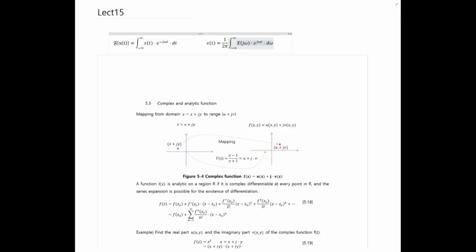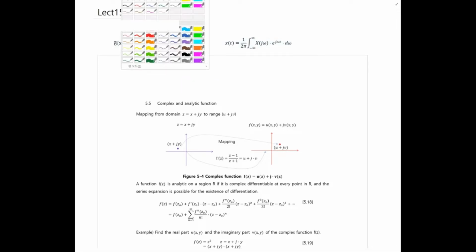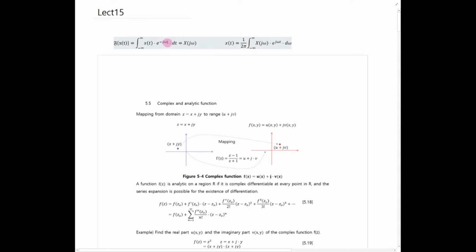From here we call this one X(j omega). Here we take the integration over time, the whole time. So X(j omega) is not a function of time anymore. It's only a function of omega, because we take the integration over the whole time range. It's the same when we take the integration over omega, the whole omega range is integrated. Now t remains as a function. So this is the inverse transform.